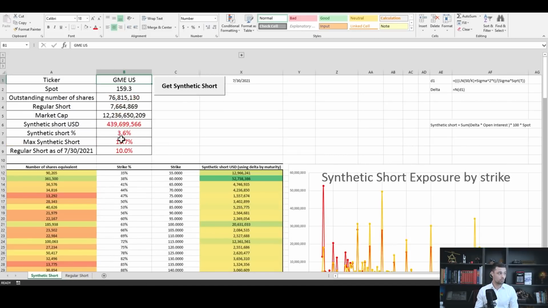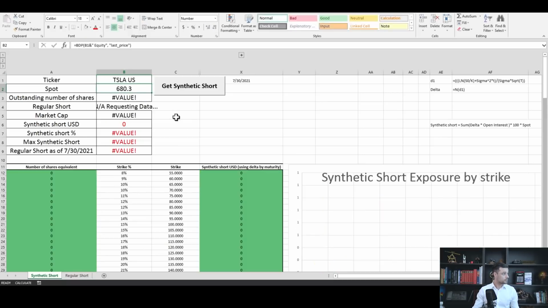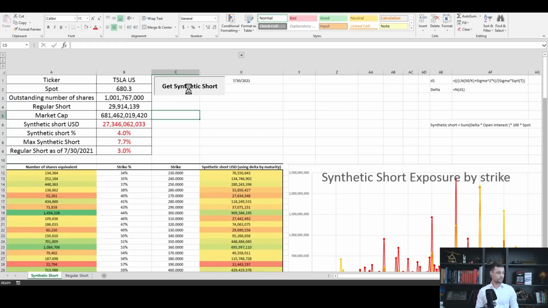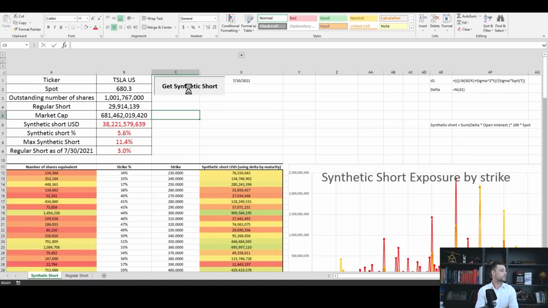Maybe we can do one more. I don't know, we can do Tesla. Okay, bam. Tesla US, get synthetic short. Okay, I'm recomputing everything. Give it some time. Okay. For now, this is not correct. It's still using past data. Don't worry, it's going to reset soon.